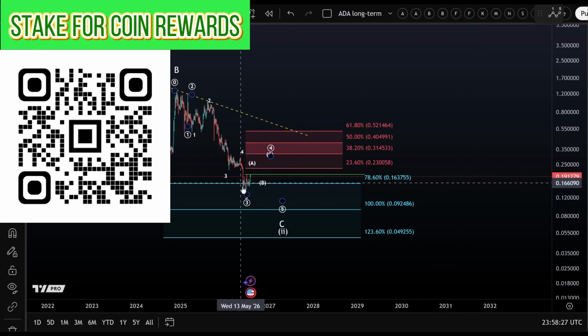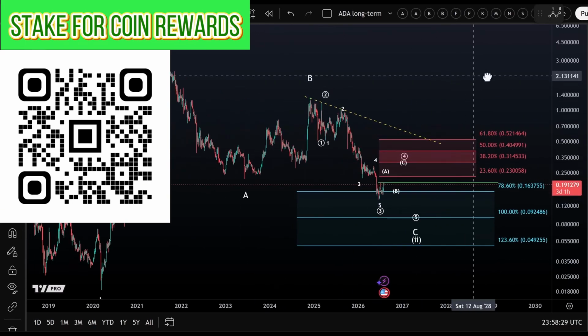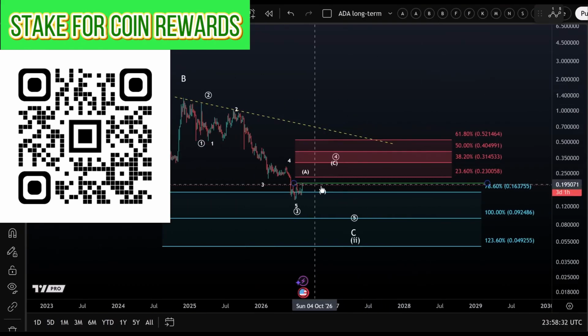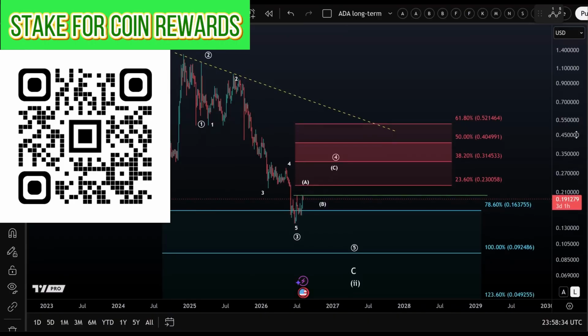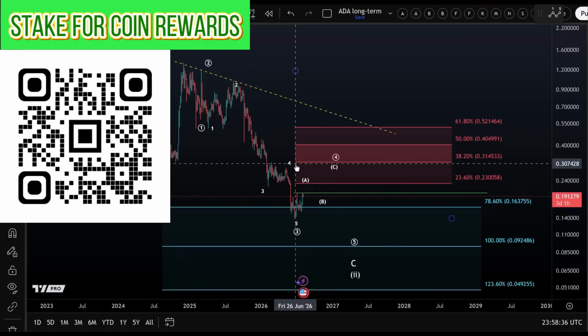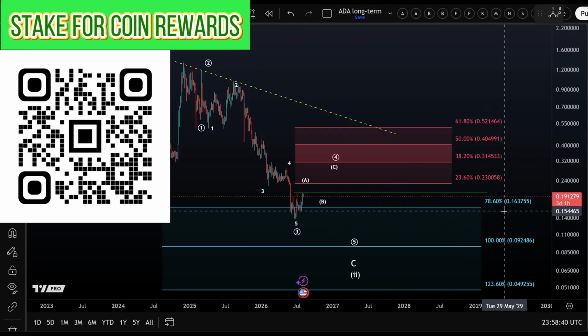ADA is trying to recover some of the losses of the recent weeks. ADA is currently pushing against resistance. There was a reaction, not a very strong one, to the 78.6 Fibonacci extension at around 16.3 cents. Not exactly there. The price broke briefly below it, but there was no sustained break below this Fibonacci support level.